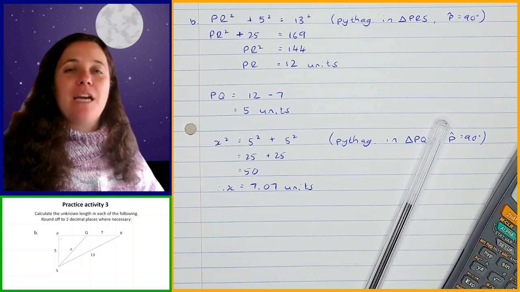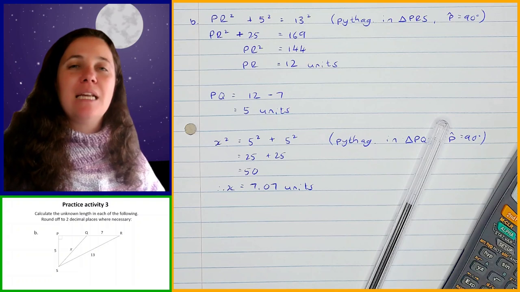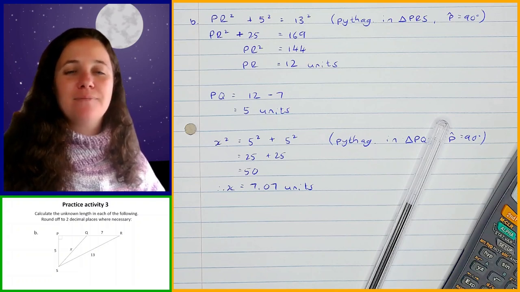And that is how we use the Pythagorean theorem to help us to work out the missing lengths of sides in right angle triangles. Now that we've learned the concepts in this lesson, it's important to practice, practice, practice.